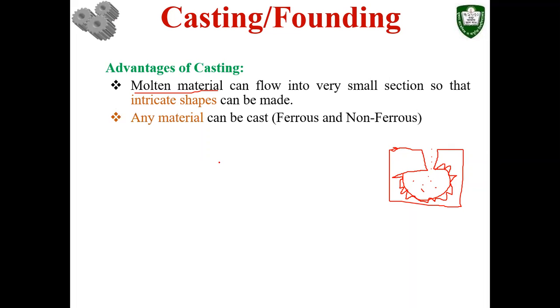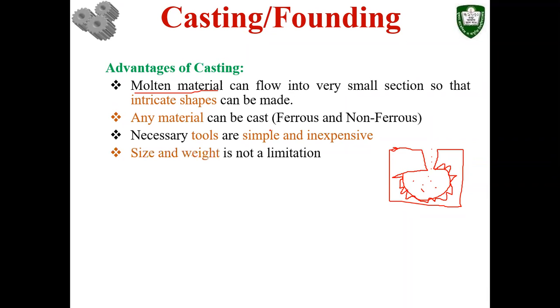The second one is that any material can be cast: ferrous, non-ferrous, plastics. Whichever material you can melt, you can cast it. That is one of the advantages. Necessary tools are simple and inexpensive. This is not always true. There are some advanced casting methods where you need specialized equipment. In that case, it might be expensive, but in terms of the value of the final product, you can also say the method is inexpensive.